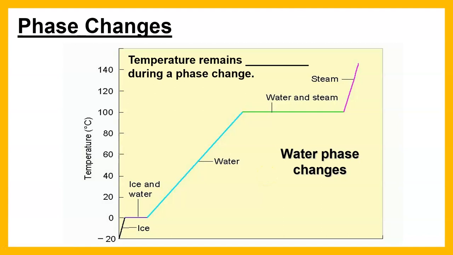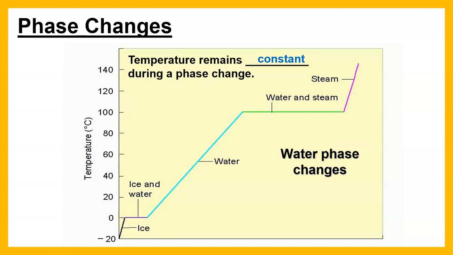It's very important that you understand that the temperature is constant when you're on these flat spots. And those are the phase change points. This is melting. This is vaporizing. If you go backwards, this is condensing, and this is freezing.